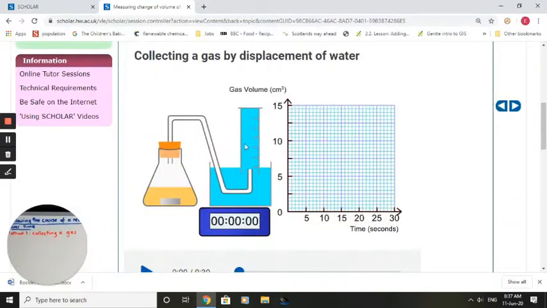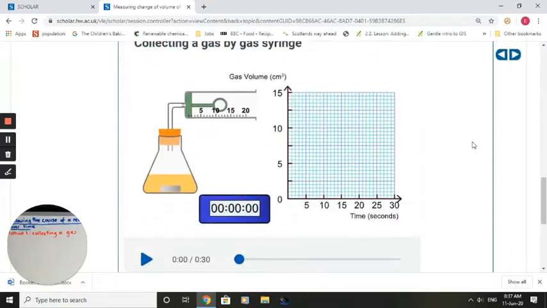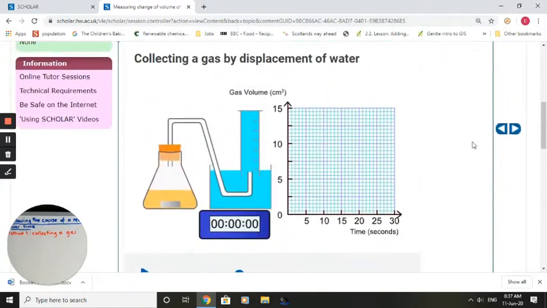So the first one is going to be displacement of water, and the second one is going to be using a gas syringe. Now, we're going to draw the diagrams in a very similar way to what's on the screen here, but not in exactly the same way. So we'll start with displacement of water.